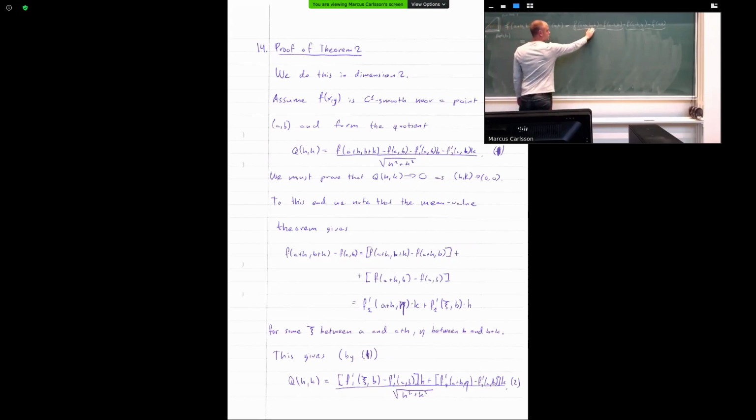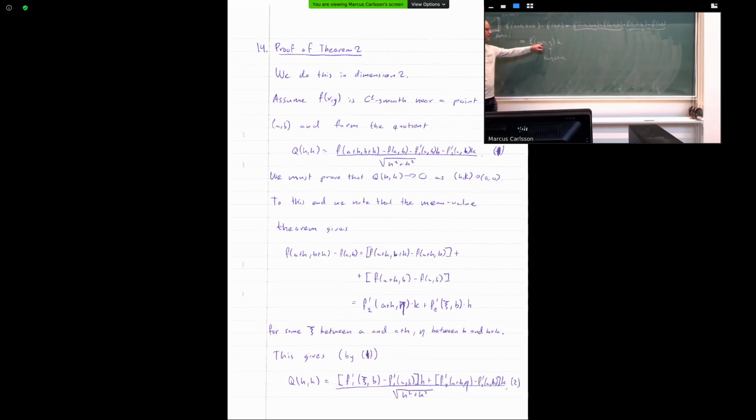So here the difference is in the second variable. So this is f prime, the derivative with respect to y, evaluated at (a+h, eta), times k, again using the mean value theorem, where now eta is between b and b plus k.